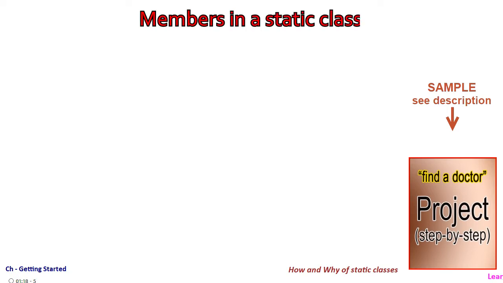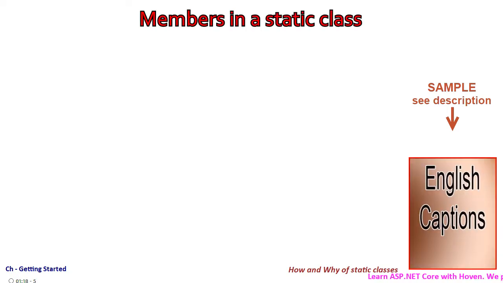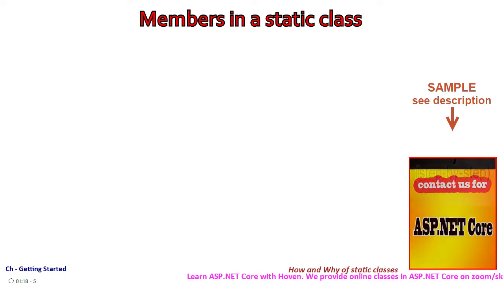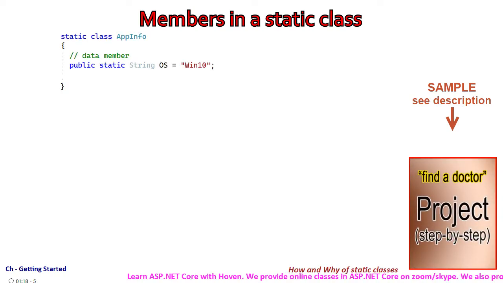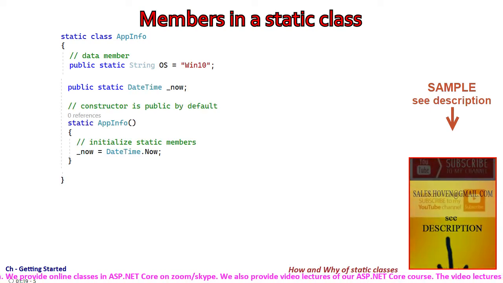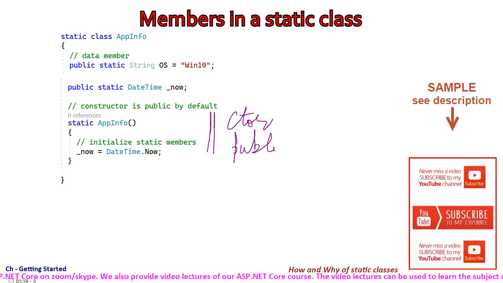And let's have a look at the various members that are possible in a static class. As already stated, a static class can contain members of static type only. And let's write a typical static class. A static class is marked with the static keyword and it can contain static data members. A static constructor is always public and used to initialize other static members of this class.